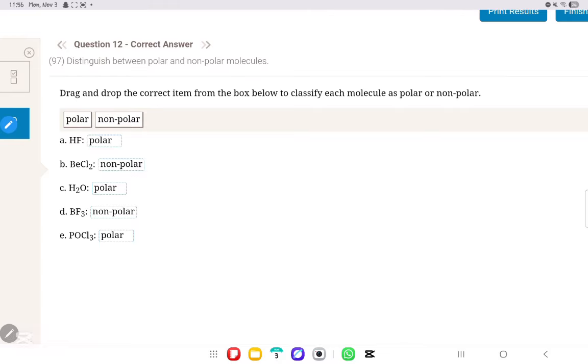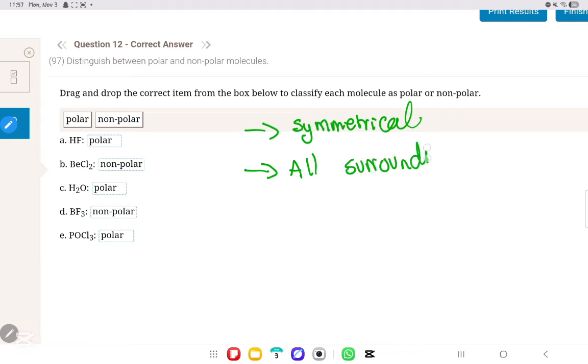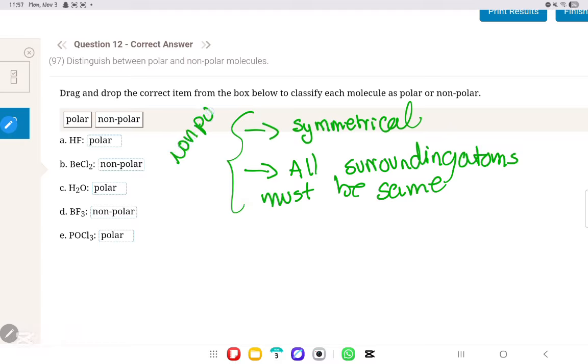We have HF, BeCl2, H2O, BF3, POCl3. Now, we need to know whether they're polar or non-polar. What are the two conditions for them to be polar or non-polar? First of all, you have to see if they are symmetrical, right? Second of all, you have to see if all surrounding atoms are the same. All surrounding atoms must be the same. And with these conditions, you will achieve non-polarity. HF, for sure, just by looking at it, you will see it's polar.